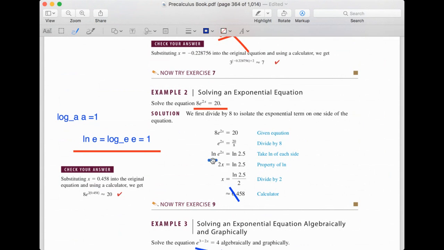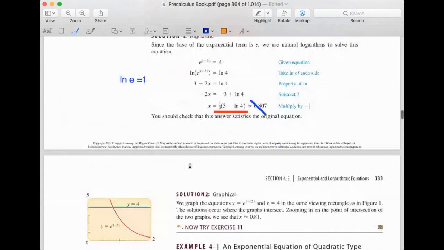Why do we take logs on both sides? Because the variable is in the exponent. Then we can take the exponent up front of the log. That's the crucial step. That's the trick to solve exponential equations.